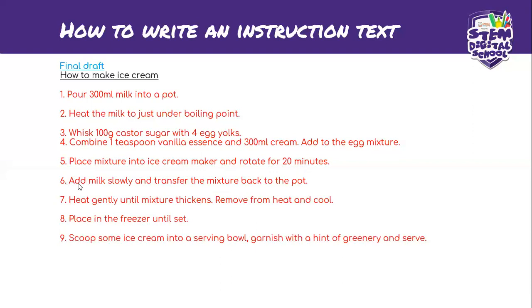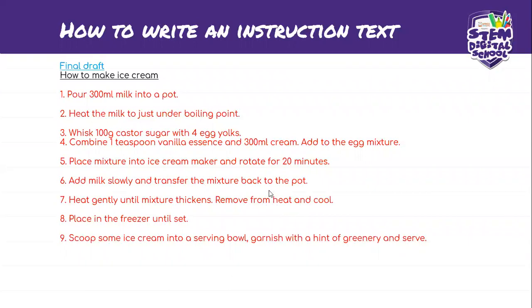The next step will be to add milk slowly and transfer the mixture back to the pot. Remember, which milk are we adding here? So in number 6, it is the milk that we prepared in step 1 and 2. That milk in step 1 and 2 is the same milk that we add in step 6. So you add that milk slowly and you transfer the mixture back to the pot.